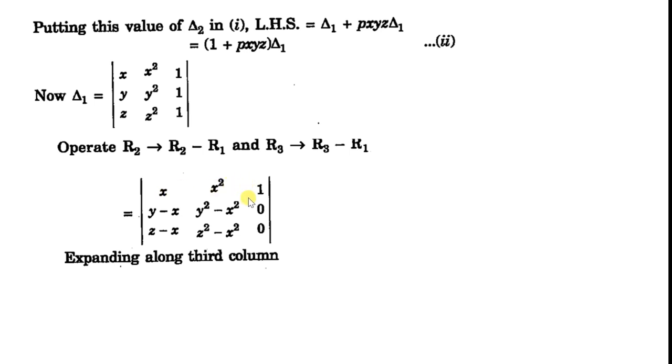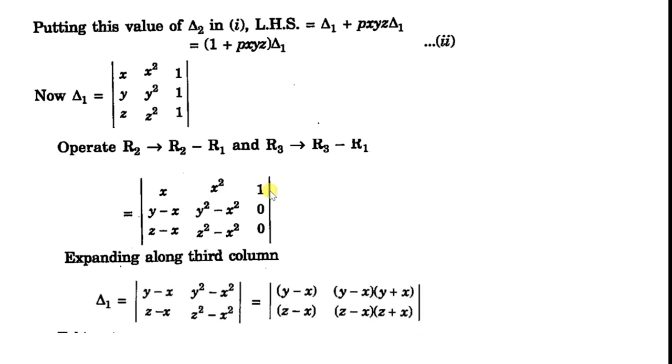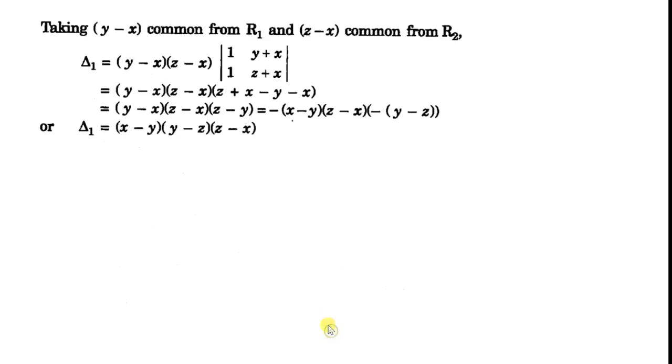Then we will expand it by the third column. So we will get 1 multiplied by determinant y minus x, y square minus x square; z minus x, z square minus x square. These two terms can be factorized as y minus x, y plus x, and z minus x, z plus x. From the first row, take y minus x common. From the second row, take z minus x common. Then we are left with 1, y plus x; 1, z plus x within the determinant. Then evaluate this determinant, and after evaluating we get z minus y.